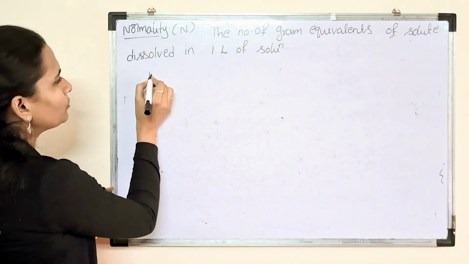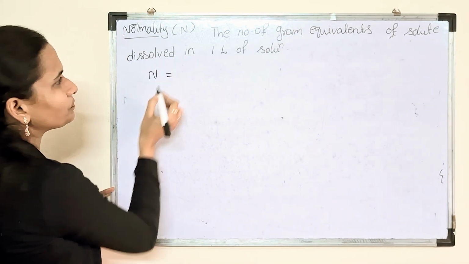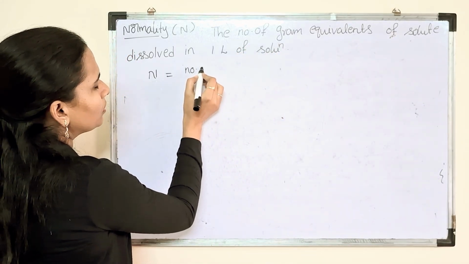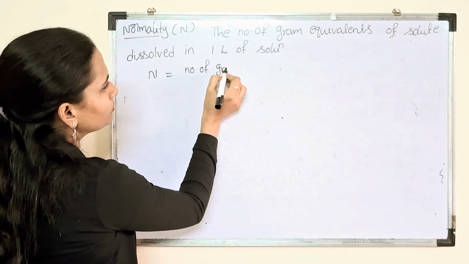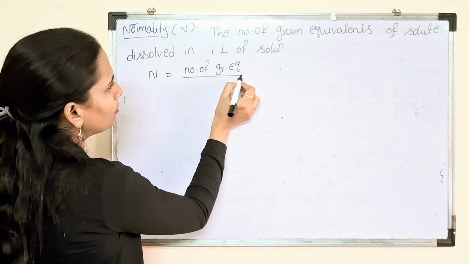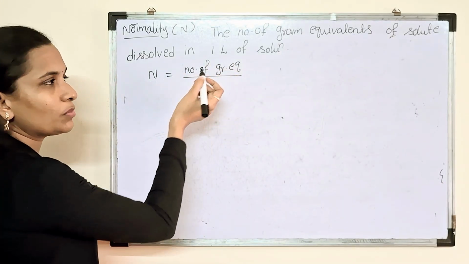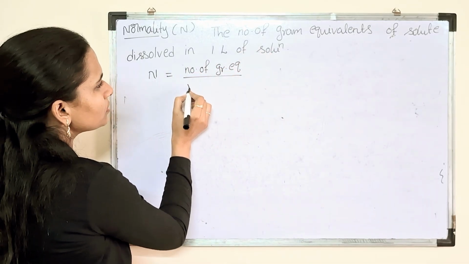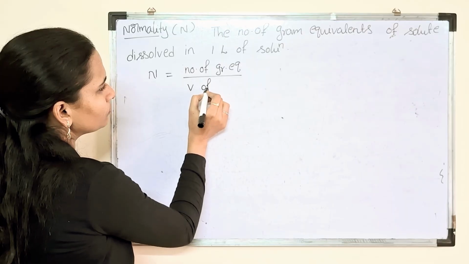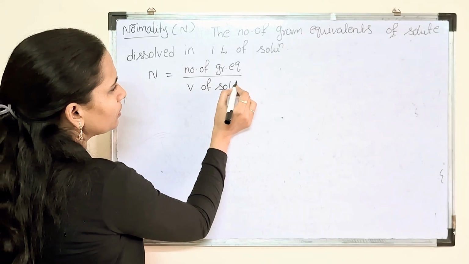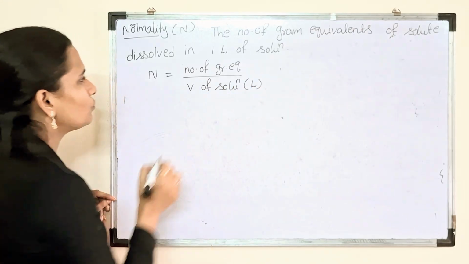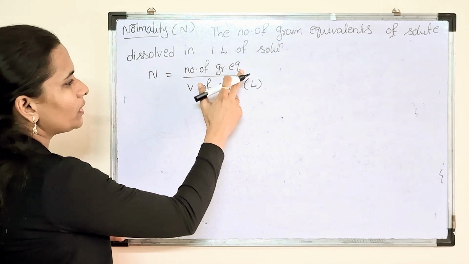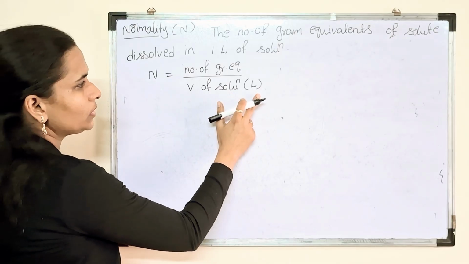So normality, what can we write? Normality is equal to the number of gram equivalents of solute dissolved in 1 liter of solution. Here, this is the volume of solution in liters. So this is the formula for normality: normality equals number of gram equivalents by volume of solution in liters.